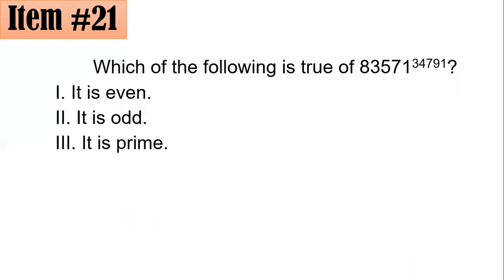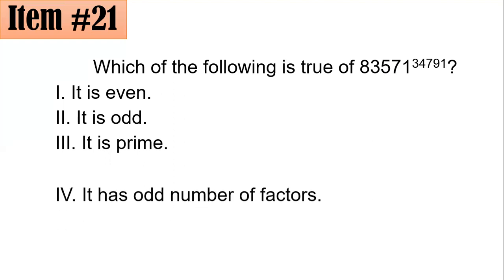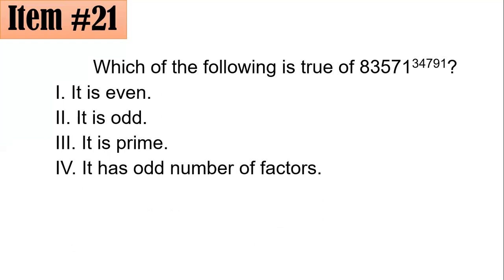Is it prime? No. In fact, it has many factors. One of the factors is 83,571. You could have 83,571 squared, and so on. So therefore, it is not prime. It has odd number of factors. This is also false. A certain natural number has odd number of positive factors if it is a perfect square. But since this number is not a perfect square, how come?